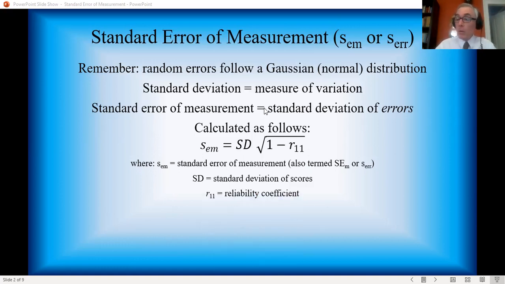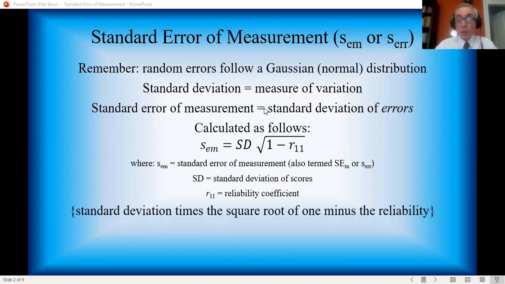The only other thing you need to know is a reliability coefficient for the test. Today's subject is not how to get a reliability coefficient. That will be covered in other presentations, but let's just assume for today that you already have some kind of reliability coefficient in front of you. Given those two figures, you quite simply take the square root of the quantity 1 minus the reliability coefficient, and then multiply that times the standard deviation.